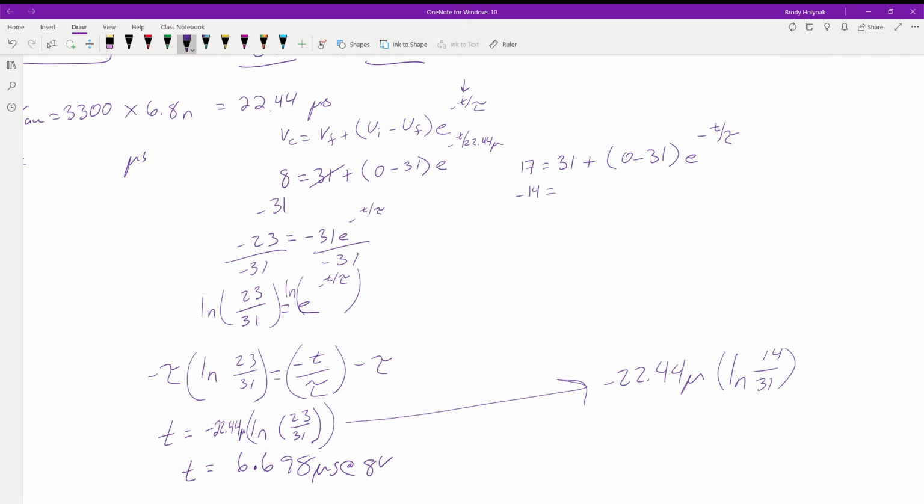And what'd you say? 17.838. Okay. So that's how long it takes it to get up to the 17 volt. Now we want to know the time that it takes to go from 8 to 17 volts. So now we subtract those times. 11.14. And there's our answer.